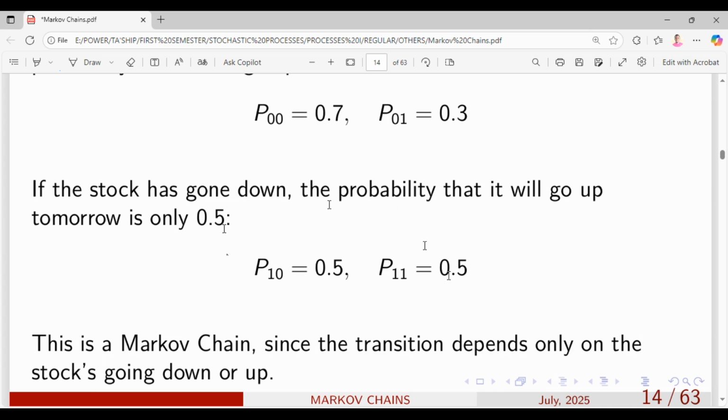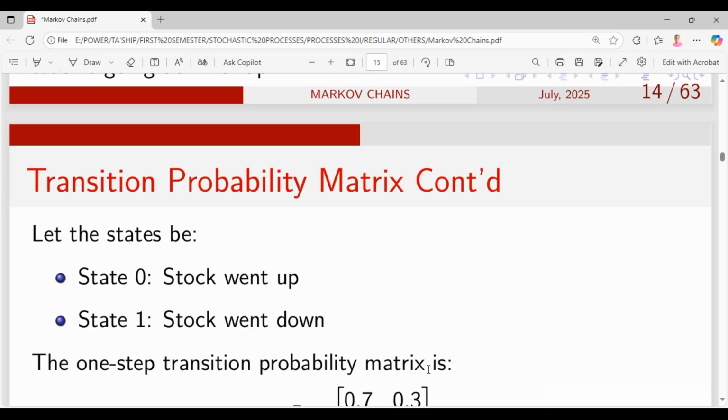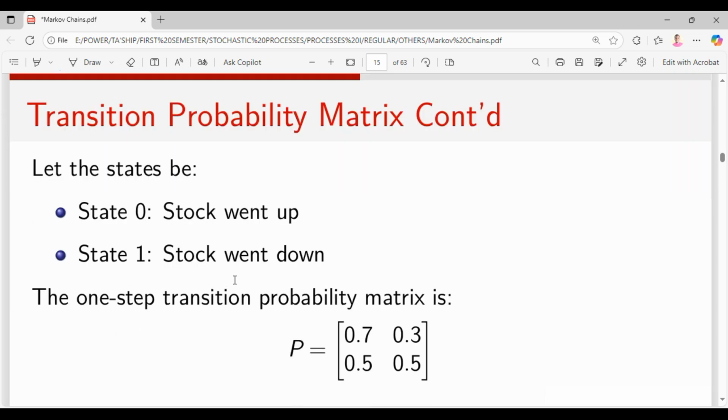This is a Markov chain, since the transition depends only on the stock going up or down. You see, it's just transitioning between up and down. Good. So the transition probability matrix: when we put it in matrix form, the stock going up is 0, like I said, and once you put it in the transition probability matrix, we beautifully get this.